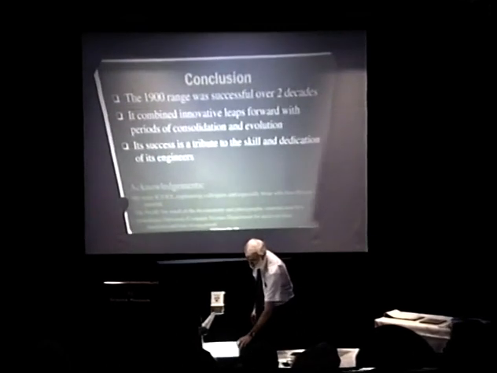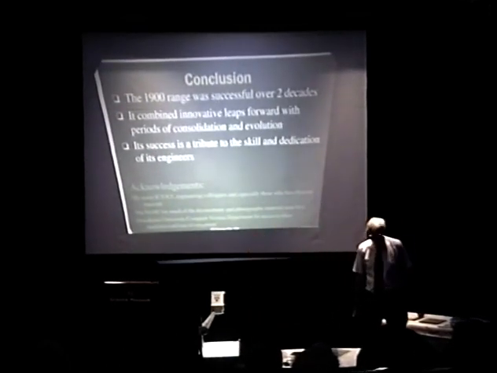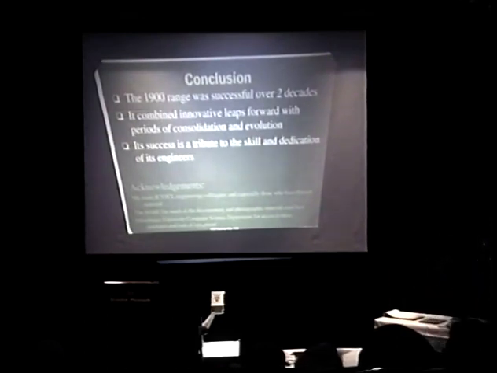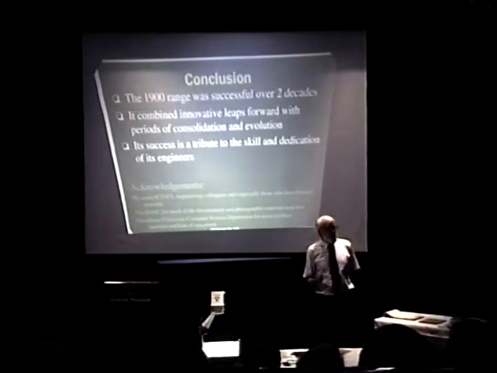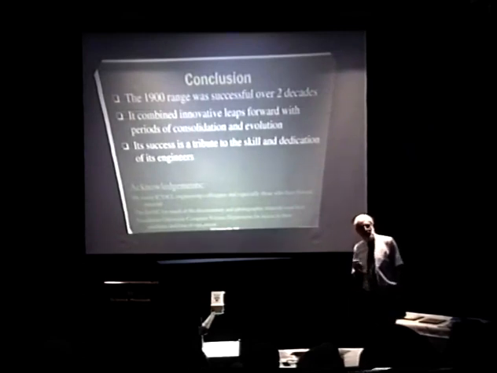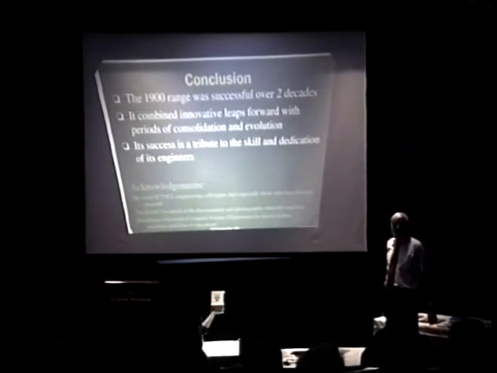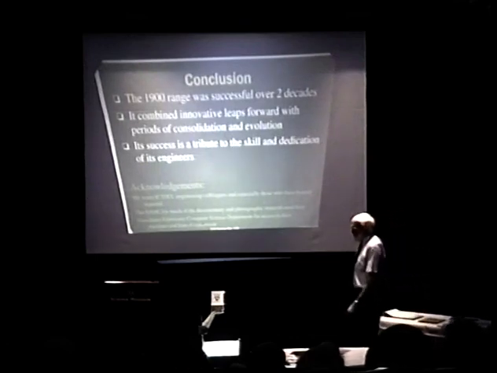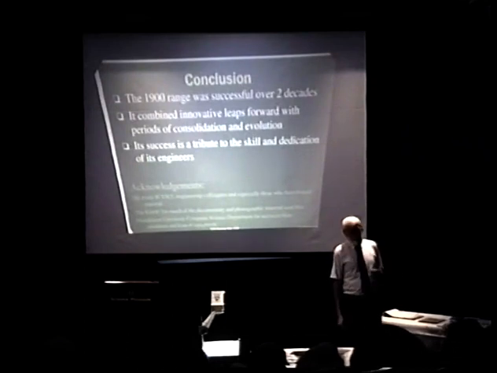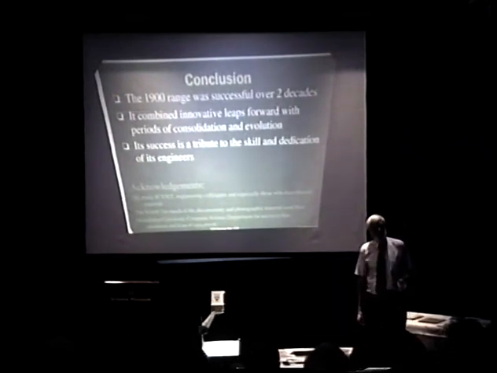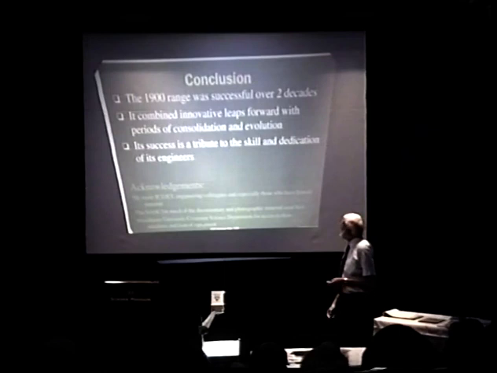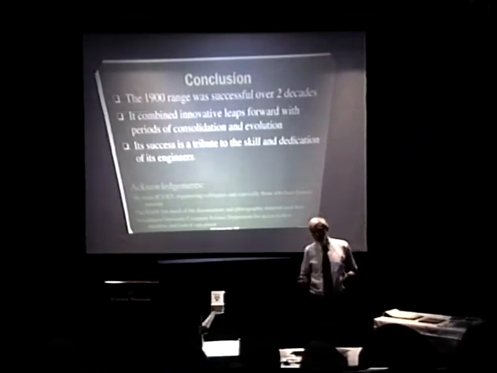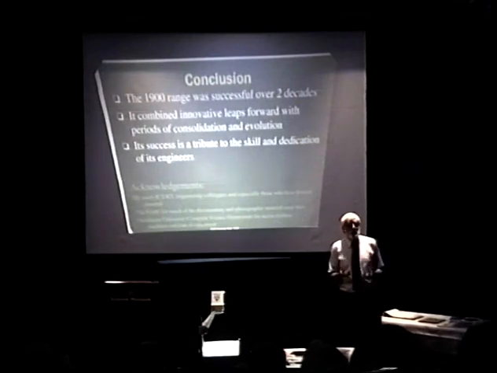So I believe that the 1900 range was successful over at least two decades, arguably 2.5 decades, that we saw. It combined what were very innovative, very much leading edge developments, interspersed with really quite conservative evolutionary approaches. As several other people said, many things have been attributed to its success, but in no small part it was due to the engineers, both hardware and software engineers, manufacturing engineers, transformation engineers, who managed to produce the complete technology and deliver the products with a much, much lower investment than our competitors.